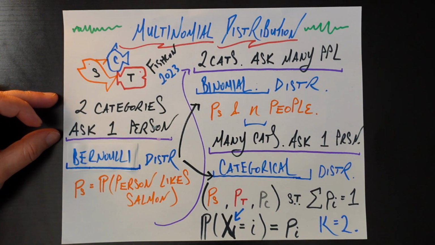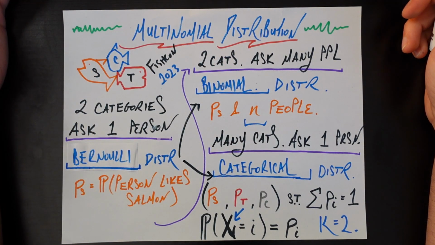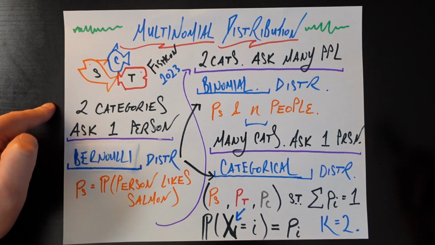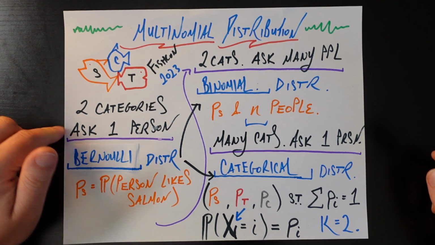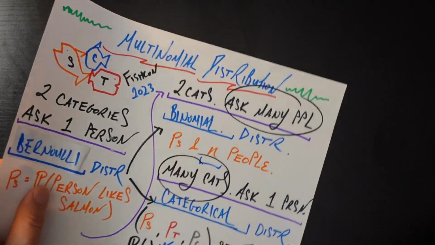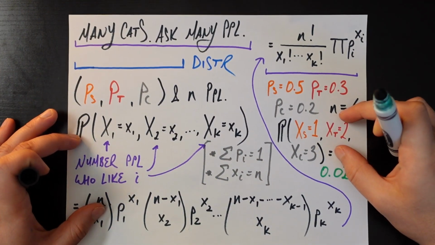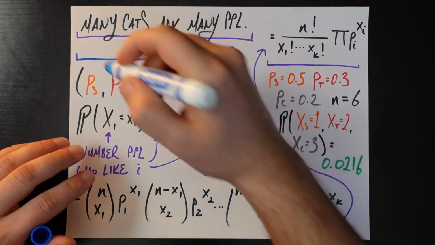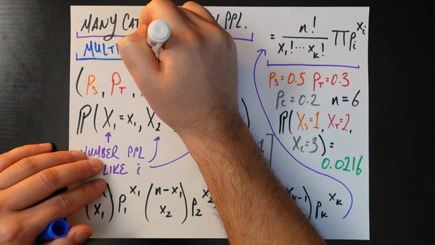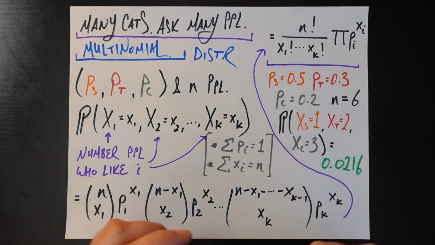Because we had these 2 criteria, and we've relaxed one at a time, the multinomial distribution, all it's doing, folks, is just saying, what if we relax both at the same time? So we had 2 categories asking one person. What if we have many categories and we're asking many people? That is exactly, folks, what gets you to the multinomial distribution. So many categories ask many people is the multinomial distribution. So concretely, it's parameterized by all these parameters.